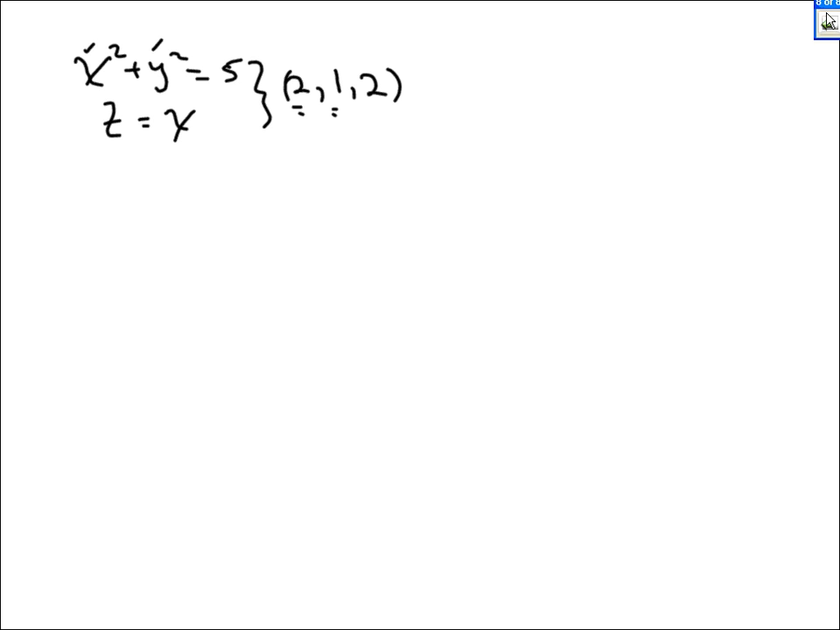Here we have two equations. We have that x squared plus y squared equals 5, and z equals x, and one point of intersection is 2, 1, 2. X is 2, y is 1. 2 squared is 4, plus 1 squared is 1. 4 plus 1 is 5. And z and x are in fact equal.